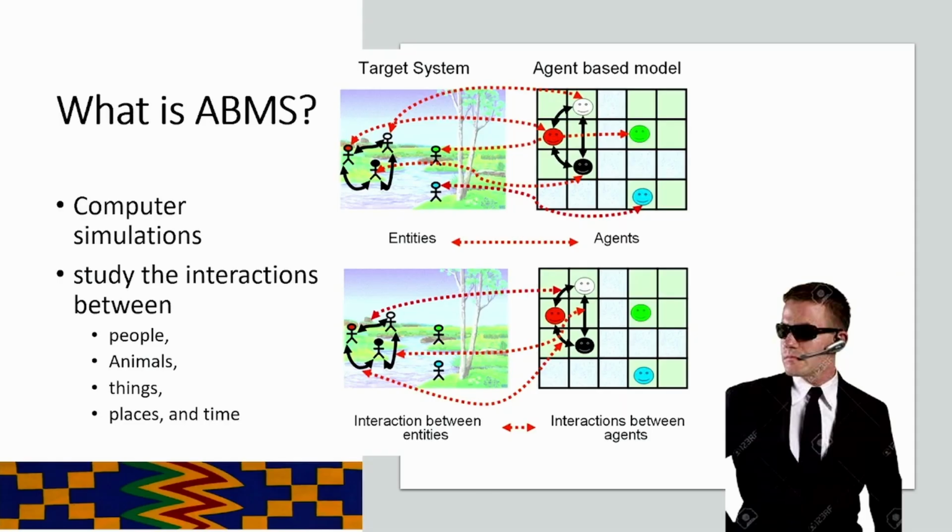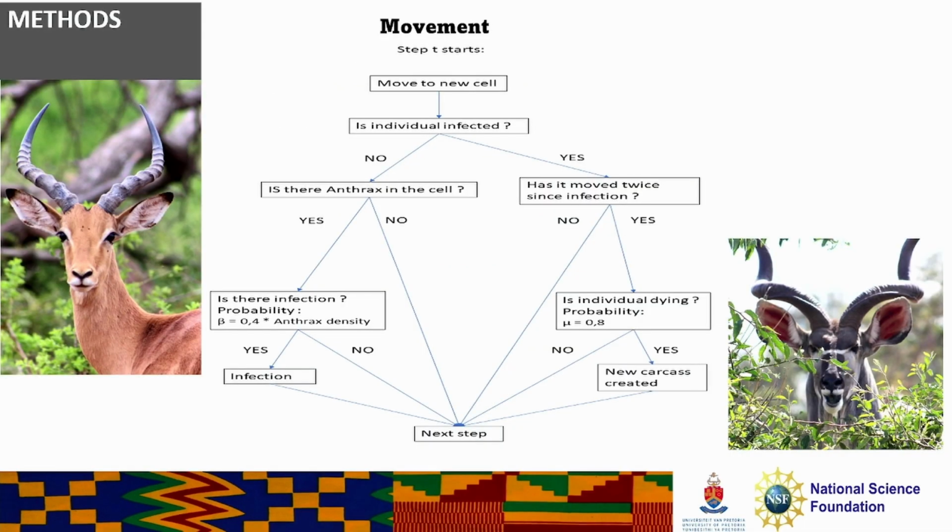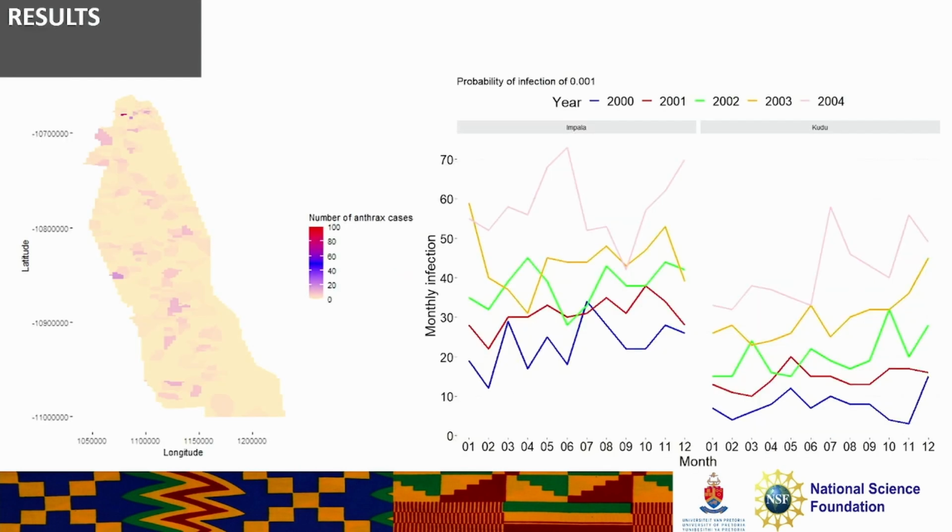And to answer this question, we employ the services of agent-based modeling and simulation, which is a computer simulation that we use to study the interactions between people, animals, things, places, and time. This is just to show you the logic that we use. So for the sake of this presentation, I will only be talking about the impact of movement on infectivity. This is to show you the logic and the parameterization of the model.